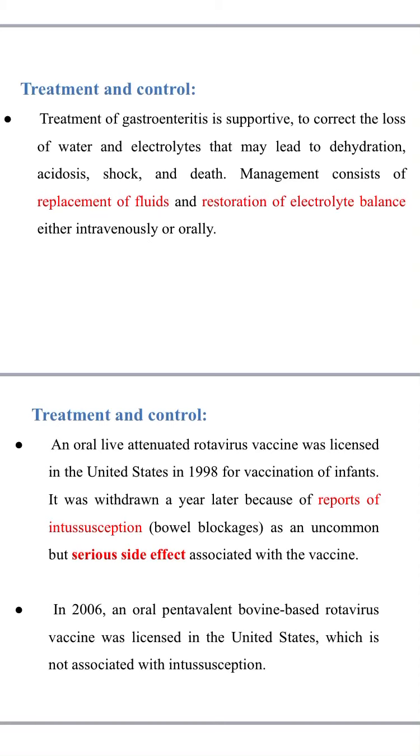An oral live attenuated rotavirus vaccine was licensed in the United States in 1998 for vaccination, but this vaccine had a serious side effect. In 2006, an oral pentavalent bovine-based rotavirus vaccine was licensed in the United States.